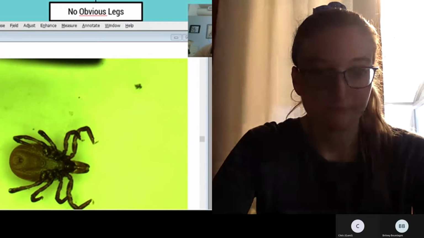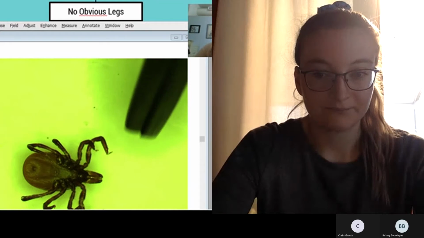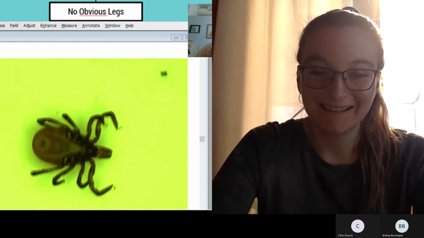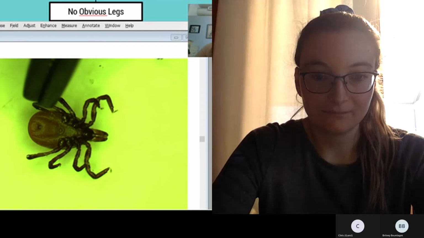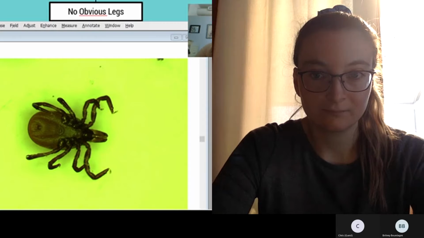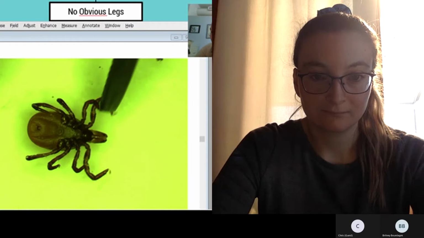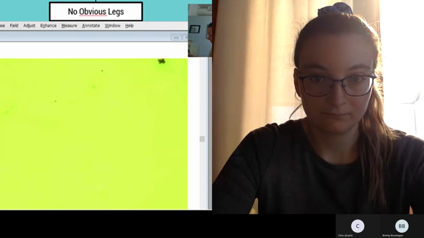We talked earlier about how insects have 6 legs and 3 body parts, and you can see that this has just a head and then a body behind it. I'm doing a very good job of pointing. The head over here, and then the body over here. So that's 2 main body parts, and then 8 legs, so 4 pairs of legs. So definitely not an insect. We'll do another one.